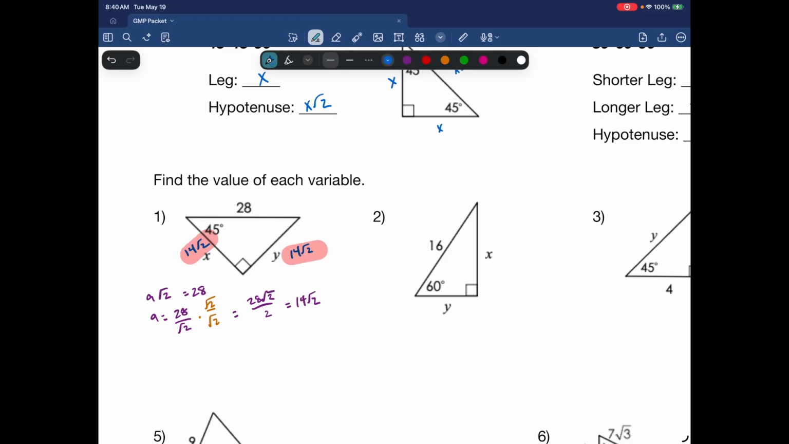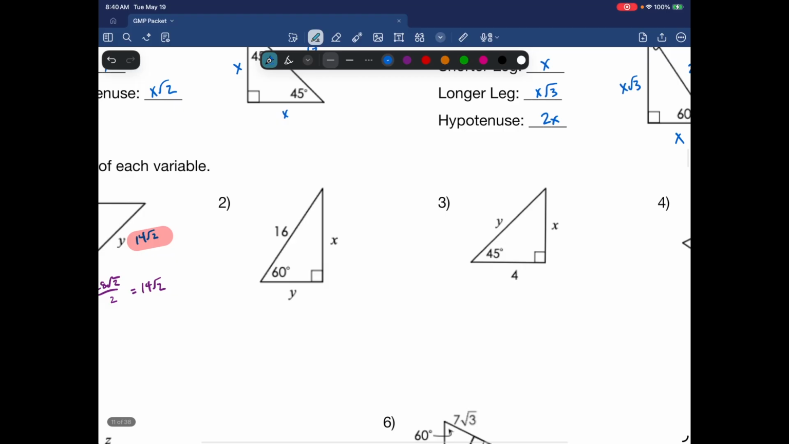All right, and here you go. On 2, 16 is your 2x side. So if this is 2x, and this is 60, that means this is 30. That means this is going to be your x side, and this is going to be your x cubed root of 3.